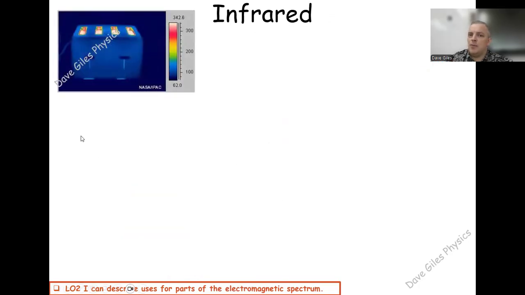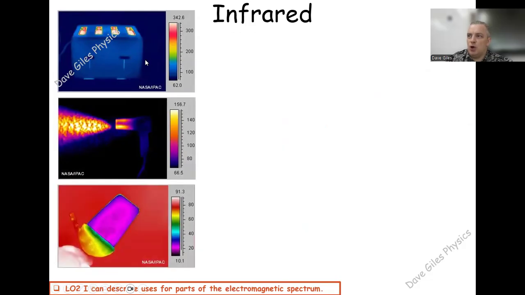Now, infrared. So here's some infrared images. The top one is a toaster. And you can see from the scale here, the bluish areas are relatively cold. So if something is giving off infrared, it's also giving off heat. Again, here, this is a hairdryer. As you'd expect, the handle is the cold bit. And here, where the air is coming out, is the warm bit.